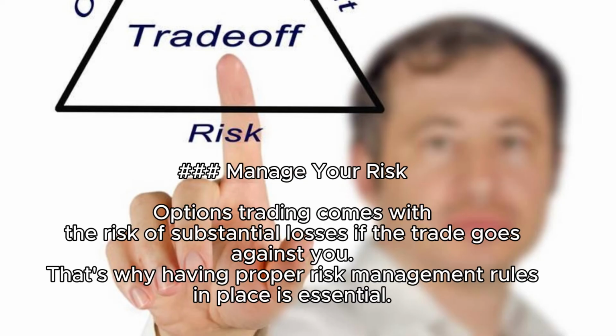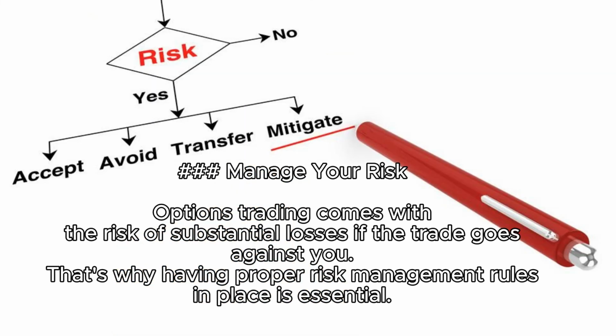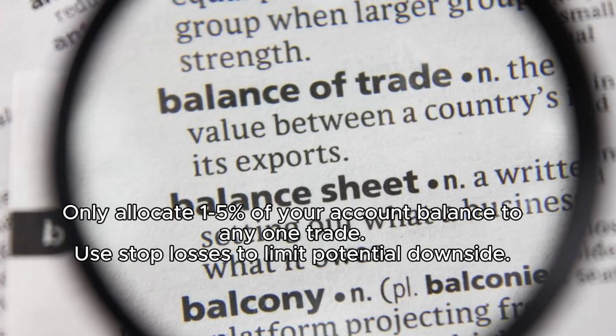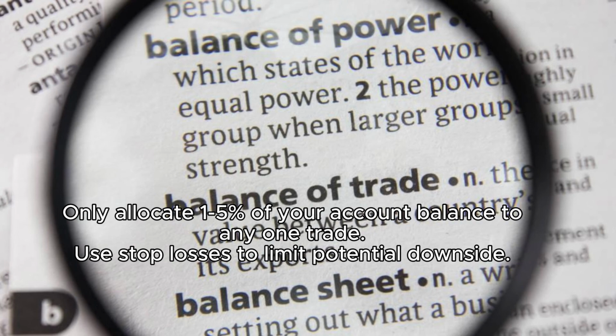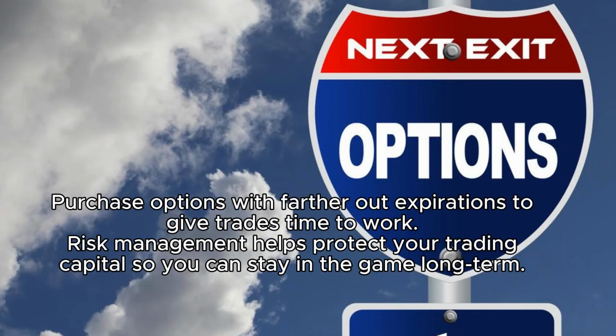Manage your risk. Options trading comes with the risk of substantial losses if the trade goes against you. That's why having proper risk management rules in place is essential. Only allocate 1-5% of your account balance to any one trade. Use stop losses to limit potential downside. Purchase options with farther out expirations to give trades time to work. Risk management helps protect your trading capital so you can stay in the game long term.